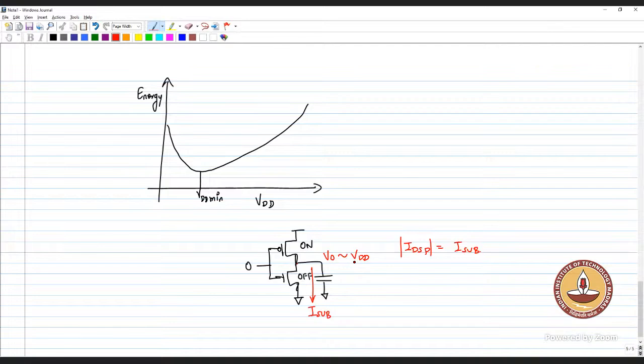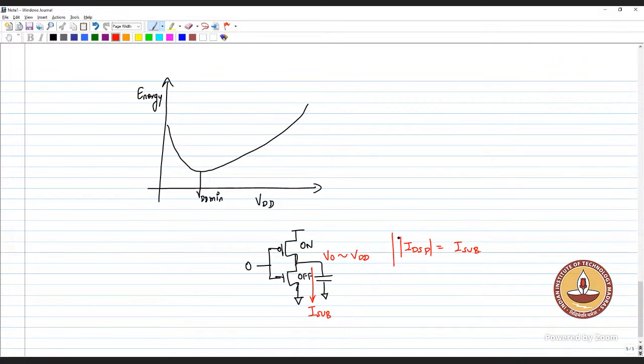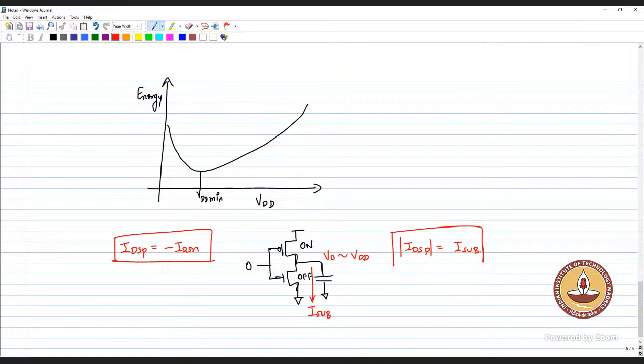But sir, if it is slightly lower, then immediately, again, it will be charged to VDD, right? No, that's what I'm saying. This is steady state. This is not transient. It's not that the capacitor is just losing some charge temporarily. See, ultimately, this has to hold: IDSP equal to minus IDSN, in steady state. Assuming that the capacitor is settled to its final value, this has to hold.